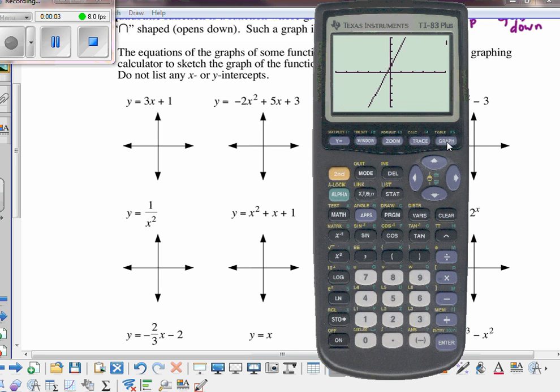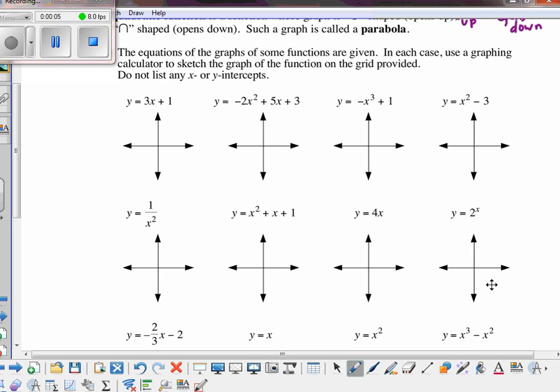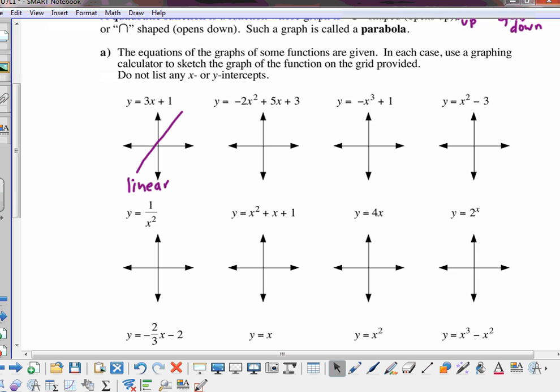Right, so graphing. Make sure you do a rough sketch. Here, when you graph this one, you get linear. So just check your answers here. If you have to, go back to standard.